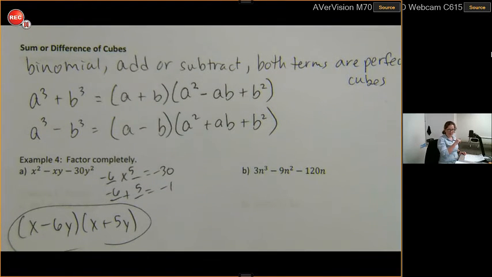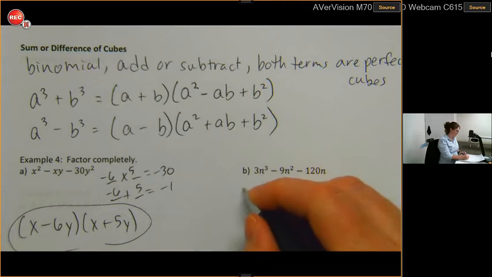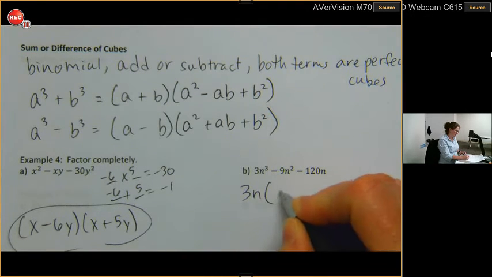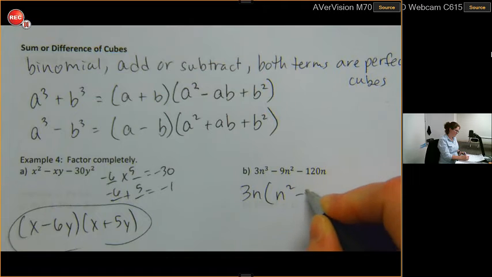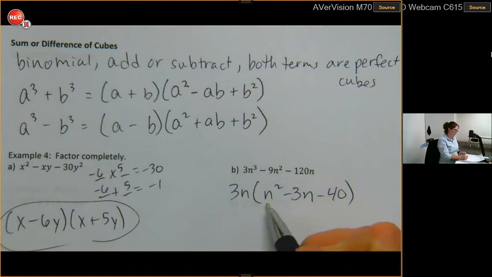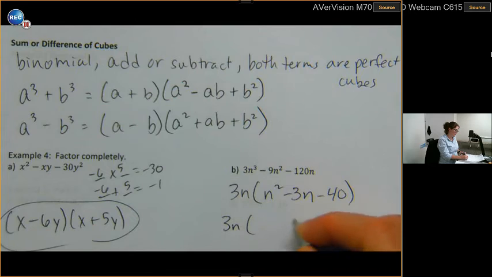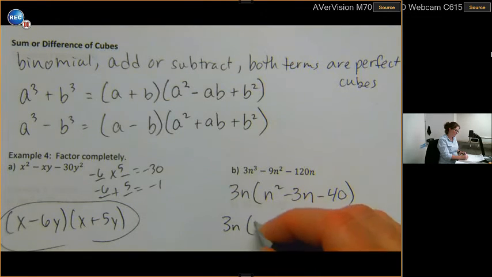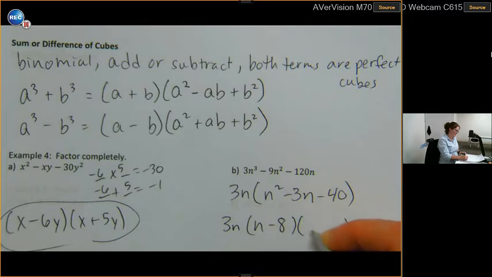Part B is a trinomial. We have a GCF first. There's an n on all of them, plus 3 can divide into all of them. And then we have a trinomial with no number in front, so I'm looking for two numbers that multiply to negative 40 and add to negative 3, which is going to be negative 8 and positive 5.